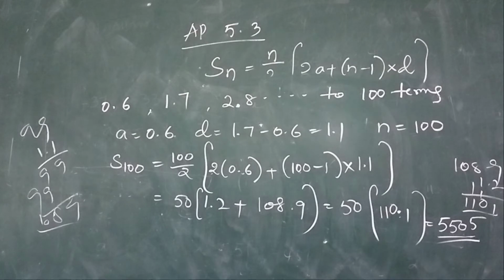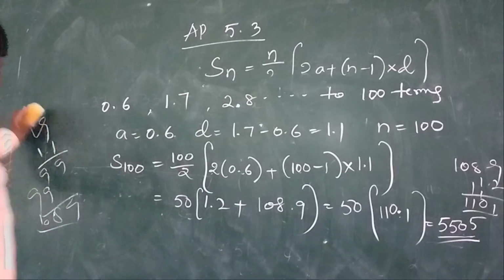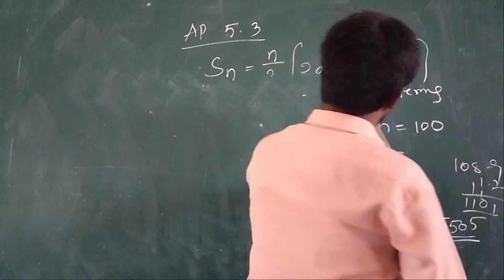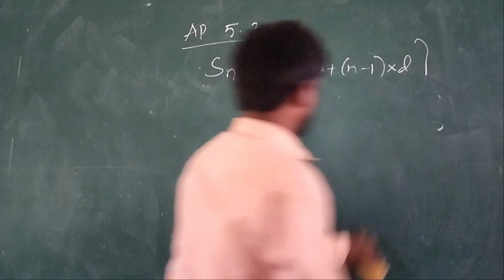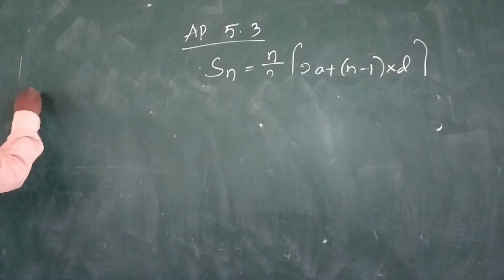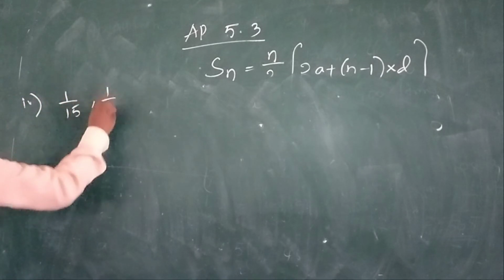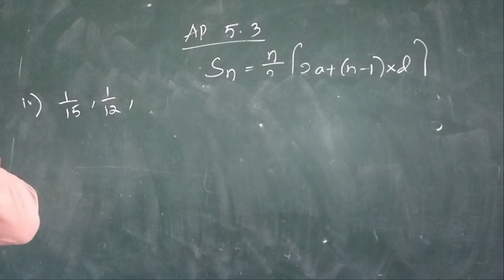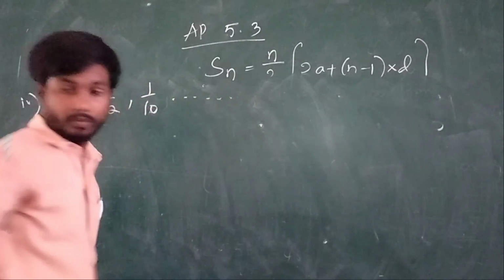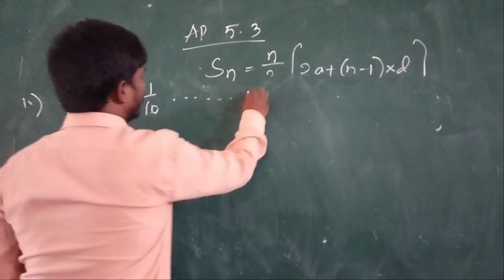Here is the fourth problem, given in fraction form. The series is 1 by 15, 1 by 12, next 1 by 10, up to how many terms? 11 terms. Important problem.